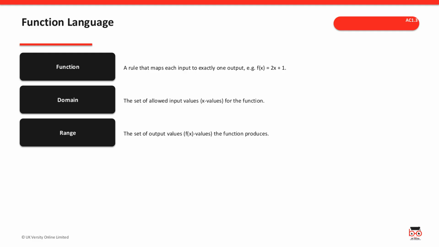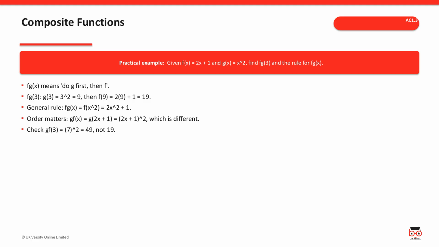A function is just a rule that turns each input into exactly one output, like f(x) = 2x + 1. The domain is the set of inputs you're allowed to feed in, and the range is the set of outputs that come back out. In business terms, you might think of the domain as the quantities you could order and the range as the prices you'd end up paying. A composite function means applying one rule after another.